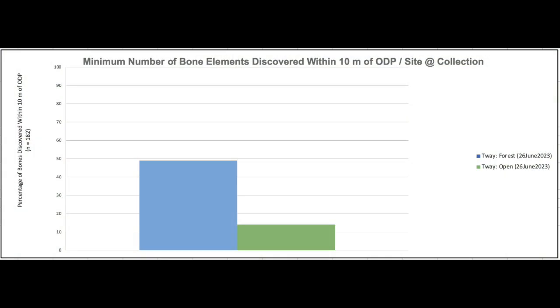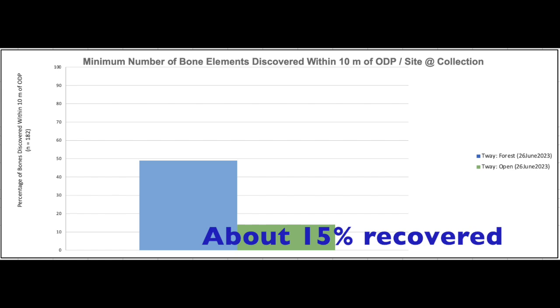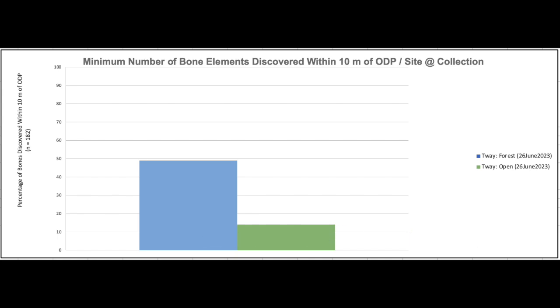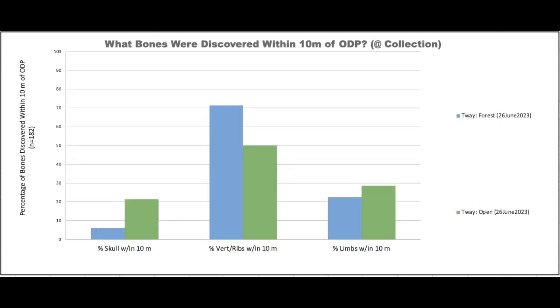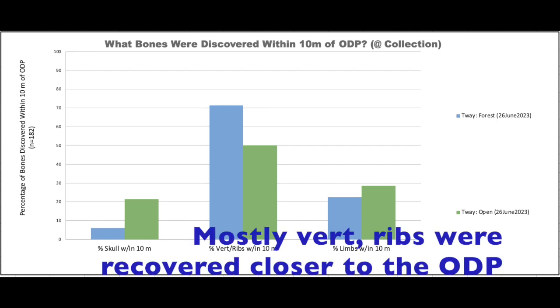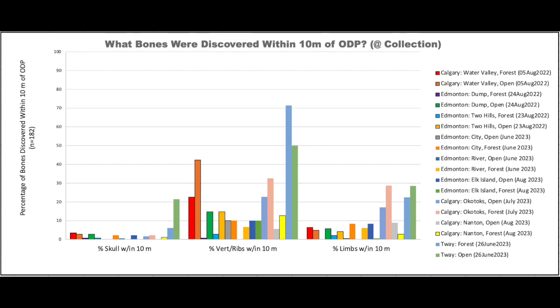When I did an inventory on the remains we recovered about 1 year after we deposited the pig, I found that we had recovered about 15% of the skeleton. When I compared this to the Alberta study, I found that it was on par and just a little bit under what we'd found. When I looked at what types of bones made up the remains we recovered, I saw it was mostly vertebrae and ribs, and this was on par with the Alberta study.